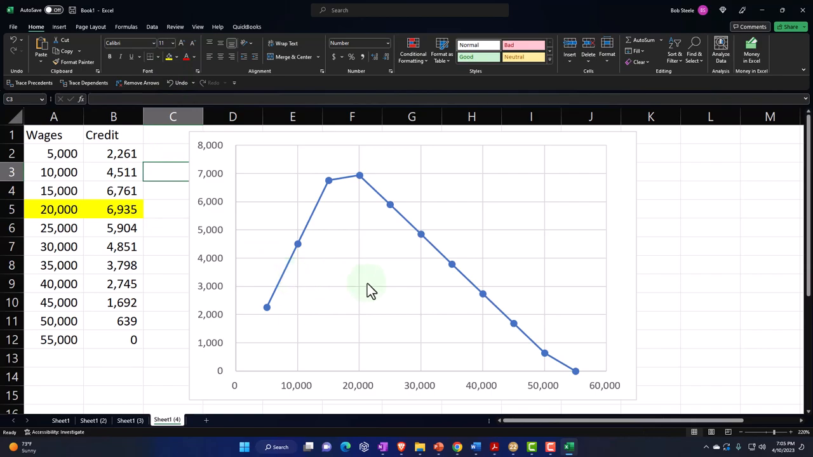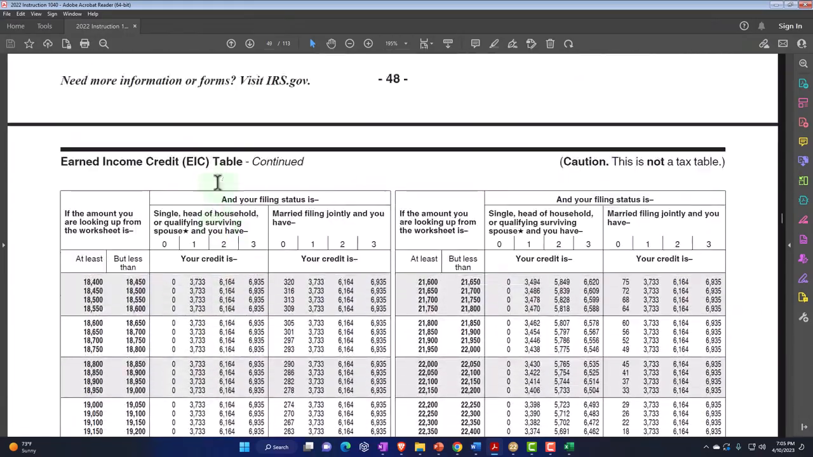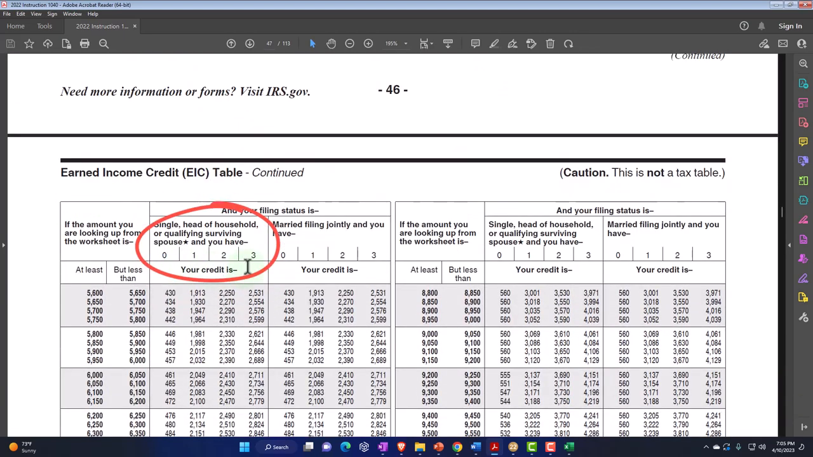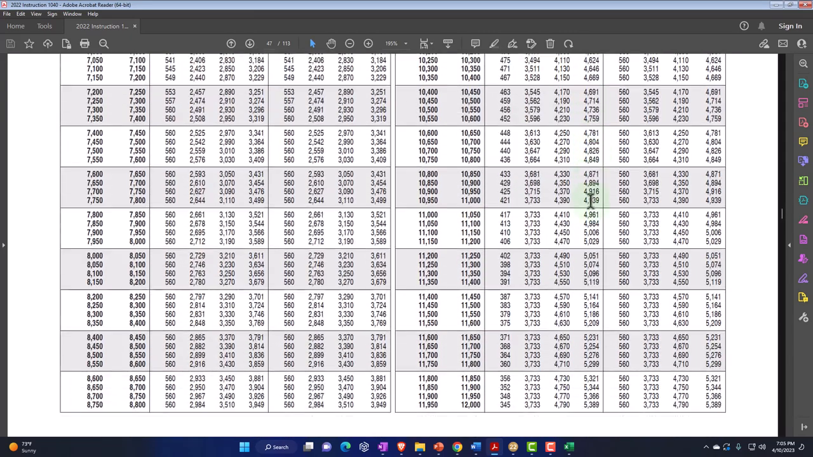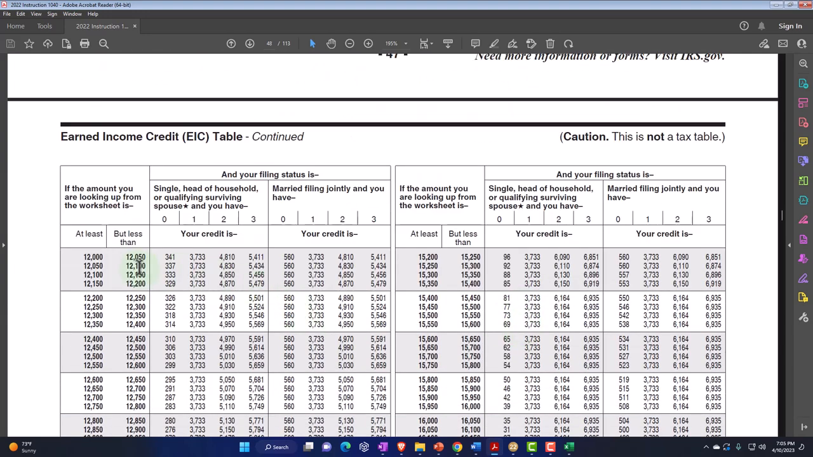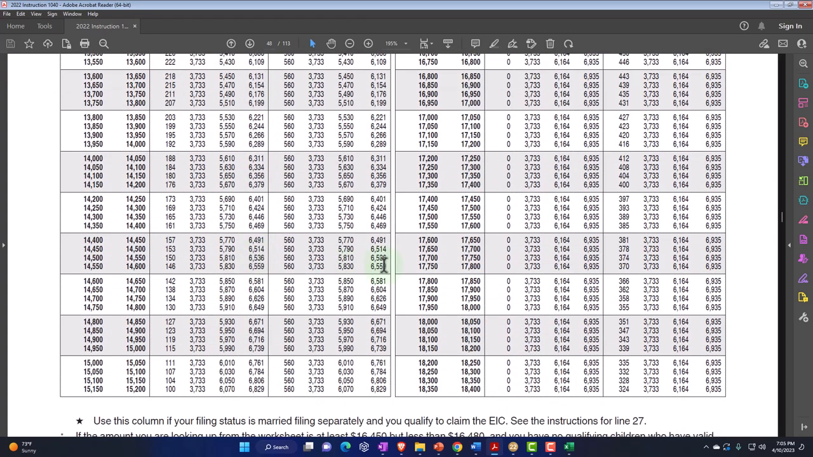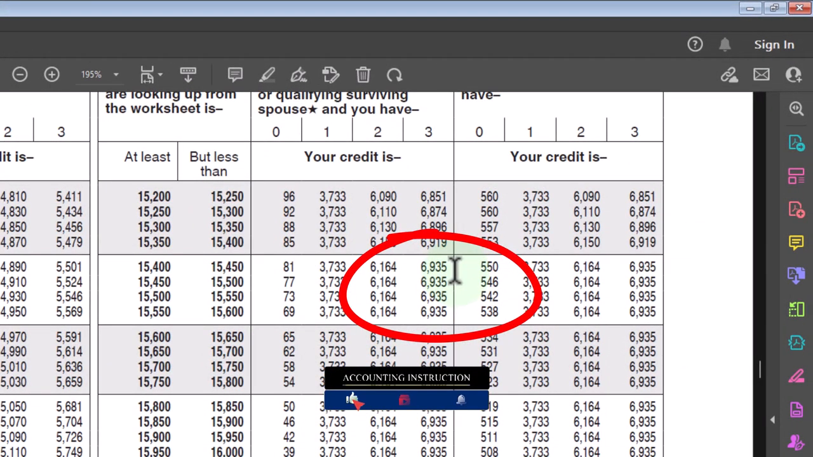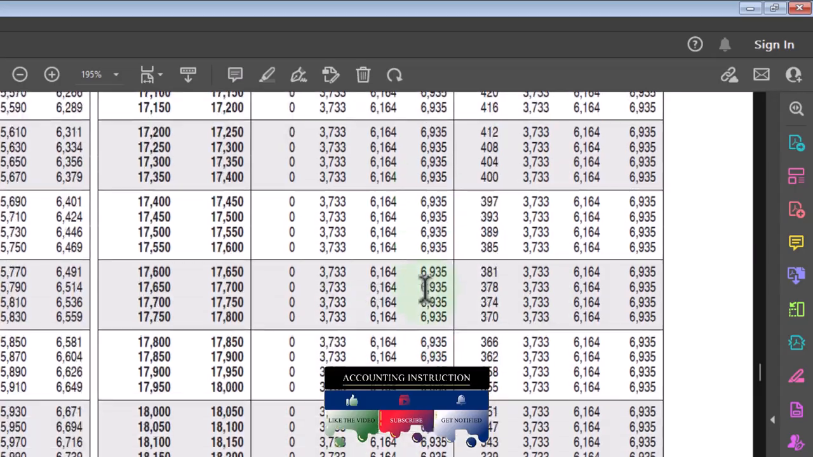And so then I can compare that to what's on our 1040 instructions. Similar process, except the instructions have a lot more plot points, right? So if we had three or more over here, then as our income goes up, the amount of the credit goes up. We're still going up over 12,000 of income, and then it caps out at 6,935, which is around the 15,400. And then it stays there for some time.